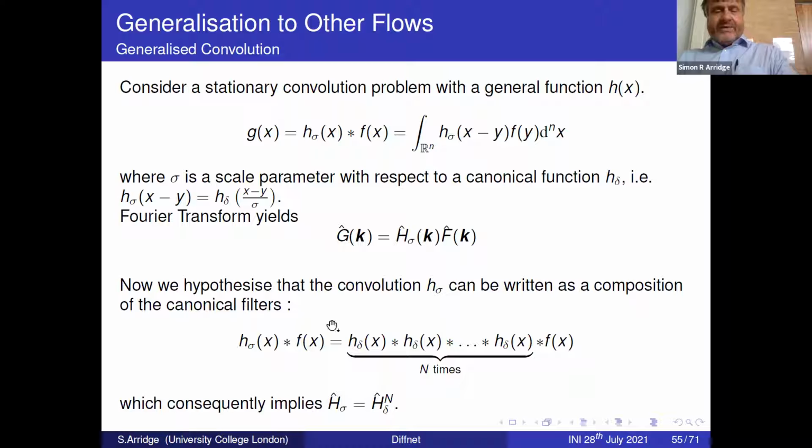And then our hypothesis is that we will decompose this into a concatenation of this canonical kernel n times. And so that implies that the scale operator H hat sigma is just the power n of the canonical.